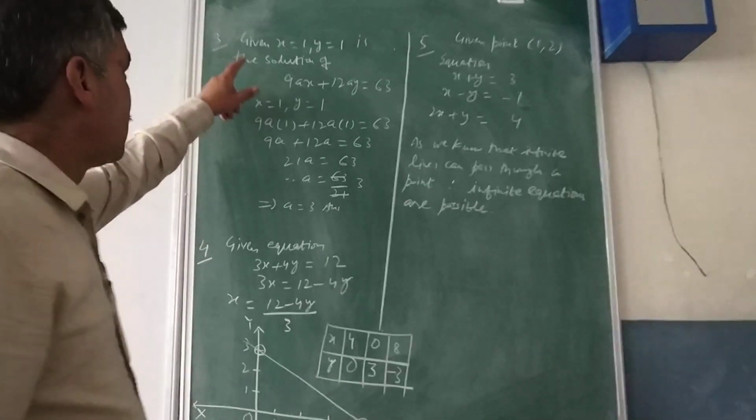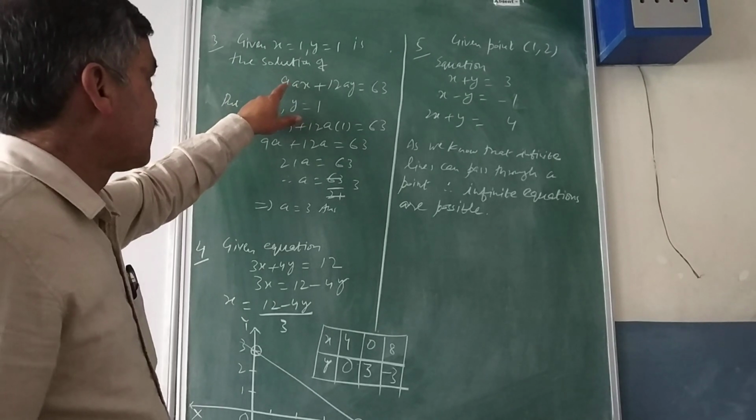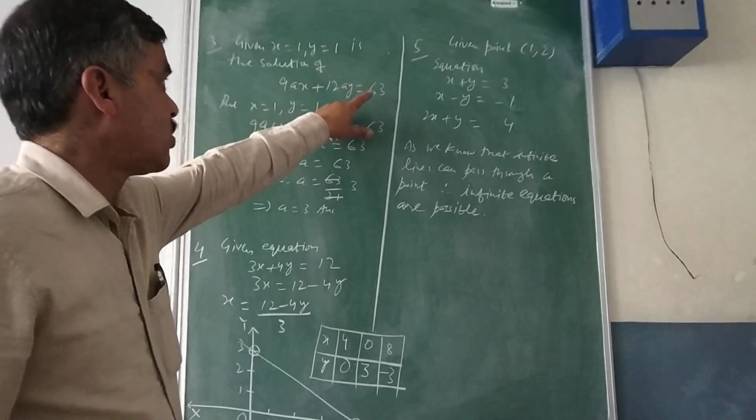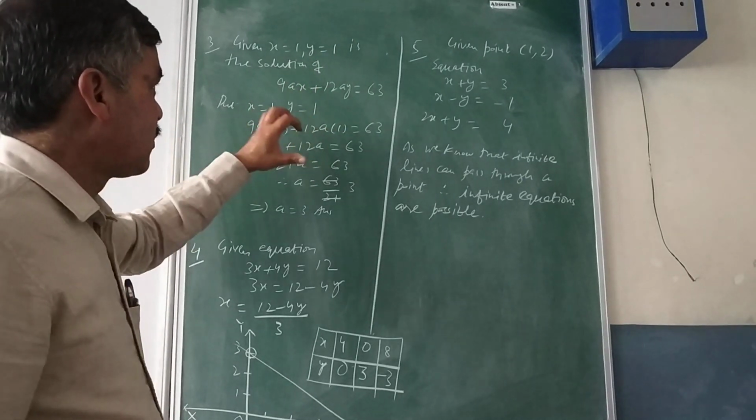Then in third question, it was given that x is equal to 1 and y is equal to 1 is the solution set of the equation 9ax plus 12ay is equal to 63. On behalf of this information, you need to calculate the value of a.